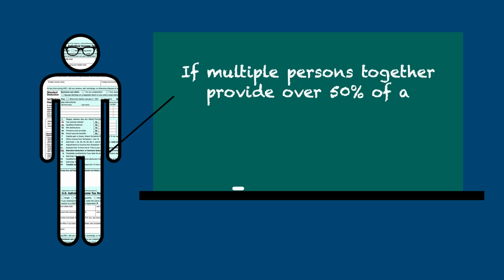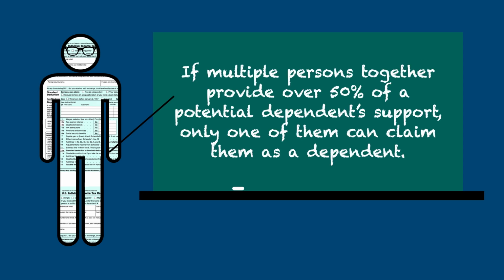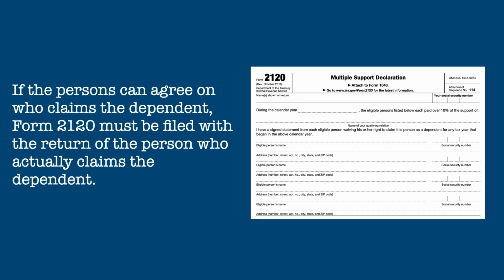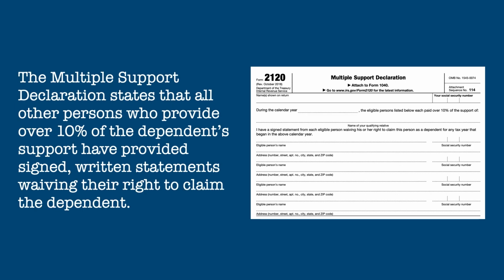If multiple persons together provide over 50% of a potential dependent's support, only one person gets to claim them as a dependent. If the persons can agree on who claims the dependent, a Form 2120 or multiple support declaration is filed with the return of the person who actually claims the dependent. This person must provide over 10% of the dependent's support. The multiple support declaration states that all other persons who provided over 10% of the dependent's support have signed written statements waiving their right to claim the dependent.